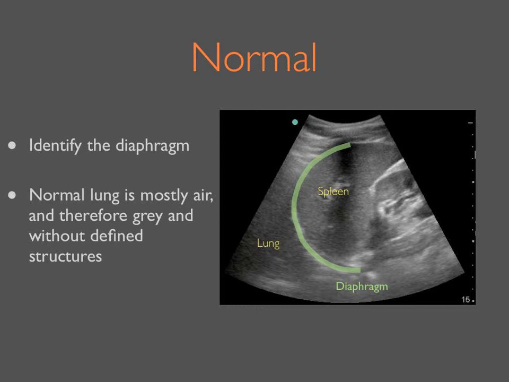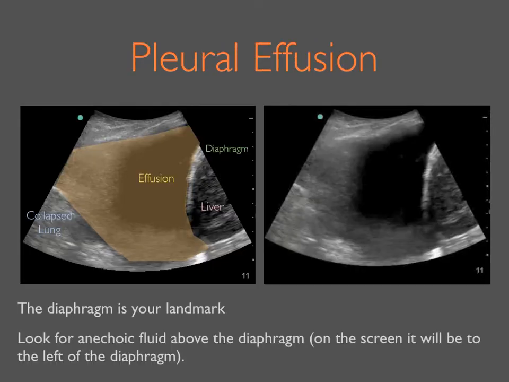On the abdominal side of the diaphragm, you'll see the spleen or liver with their characteristic appearance, and on the thoracic side of the diaphragm, if normal, you will see a gray, foggy appearance of normal lung. If an effusion is present, you will see anechoic fluid surrounding the base of the partially or completely collapsed lung and outlining the bright white diaphragm.